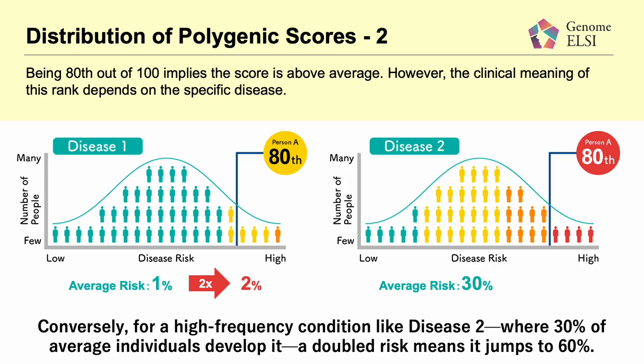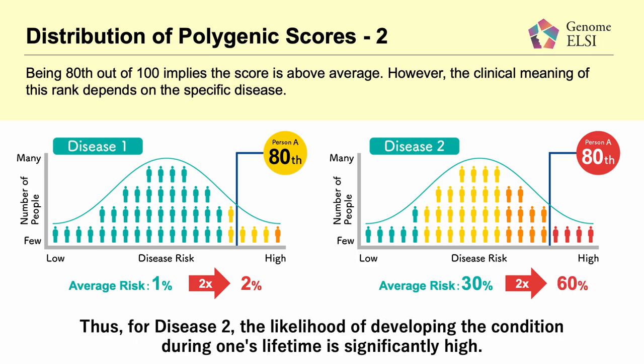Conversely, for a high-frequency condition like disease 2, where 30% of average individuals develop it, a doubled risk means it jumps to 60%. Thus, for disease 2, the likelihood of developing the condition during one's lifetime is significantly high.